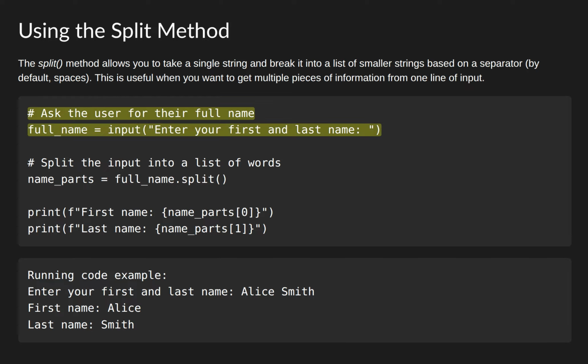In this code, we ask the user to enter their full name. We then use the split method to divide the input into separate words, storing these in a list called name parts. Finally, we print out the first and last names separately by accessing the first and second items in the list. Here's what happens when we run the code.